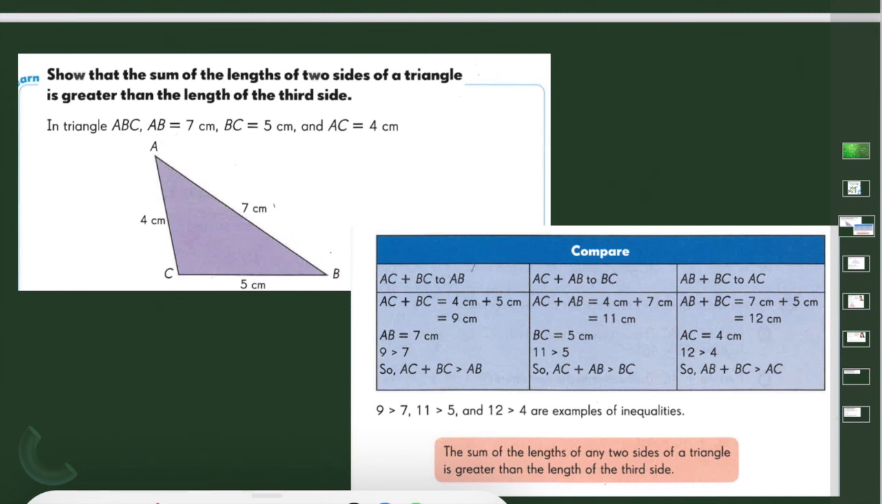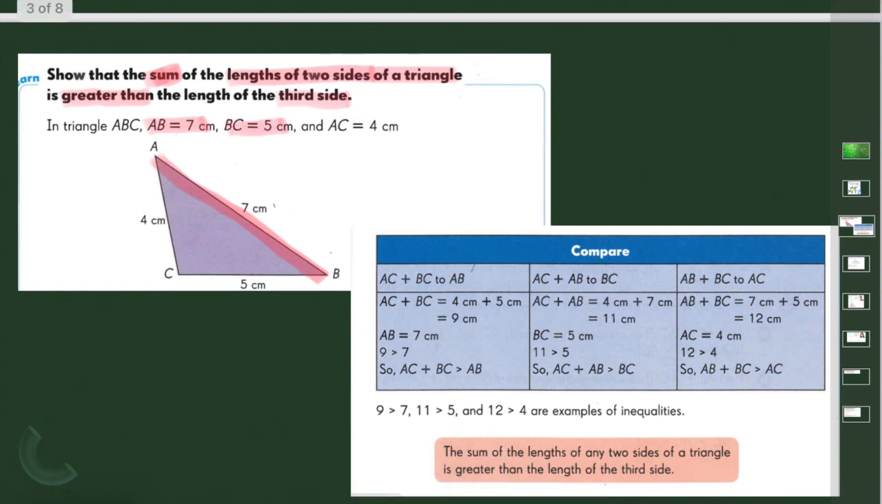It says the sum of the lengths of two sides of a triangle, so any two sides, the sum of those two lengths has to be greater than the length of the third side. So for example, in this triangle, side AB is 7 centimeters, and let me erase this, and side BC is 5 centimeters.